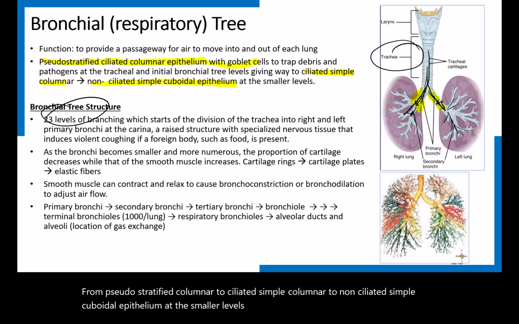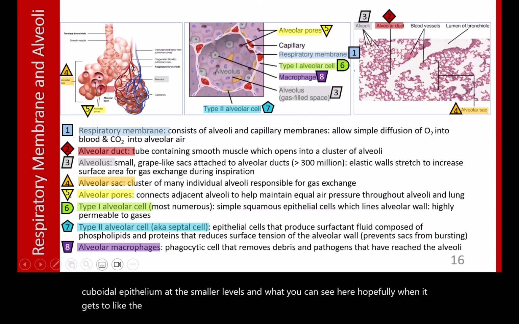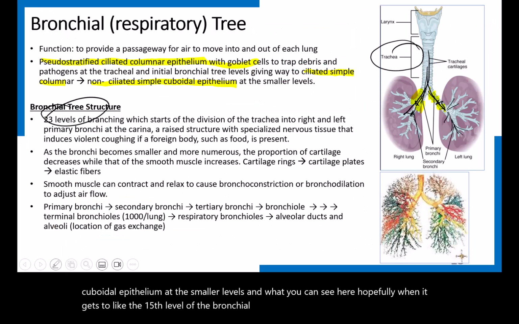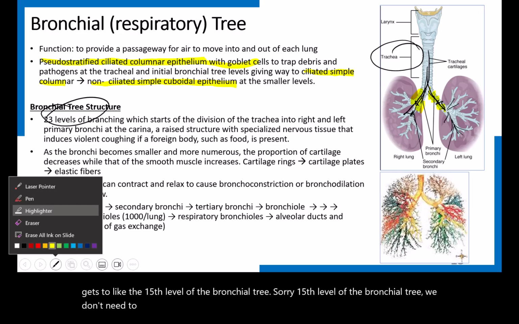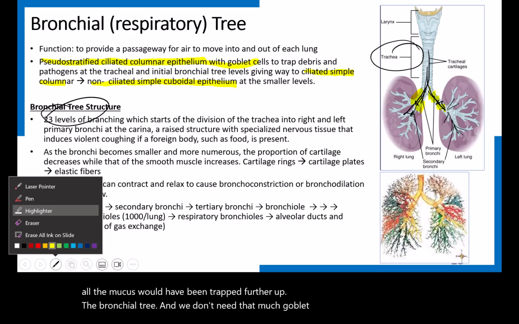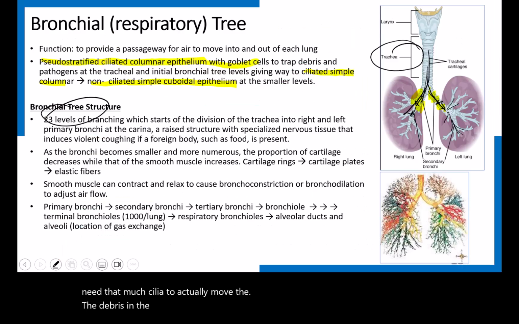And what you can see here, hopefully, is that when it gets to about the 15th level of the bronchial tree, we don't need to produce that much mucus anymore, because all the mucus would have been trapped further up the bronchial tree. We don't need that many goblet cells anymore, and we don't need that much cilia to move the debris in the mucus away. So that's one difference as it gets to smaller and smaller bronchioles.